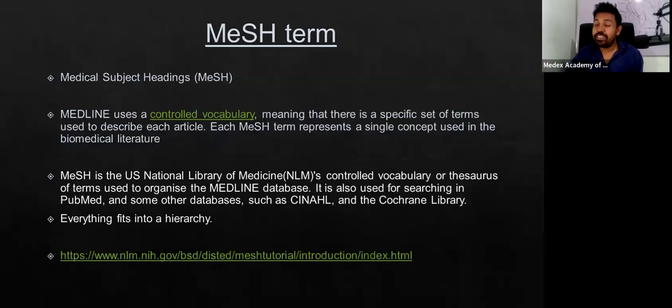Right? So in some databases, MeSH terms are listed separately on the site, and we can pick MeSH terms from there. Not in all the websites, not in all the searches. While you are doing it practically, you will understand that. So, MeSH term: the US National Library of Medicine, NLM, controlled vocabulary, PubMed database.